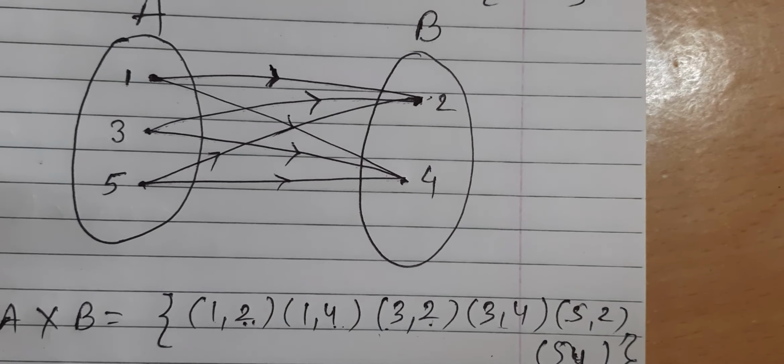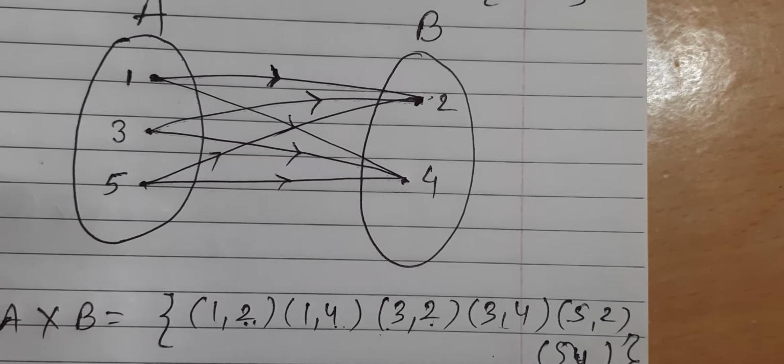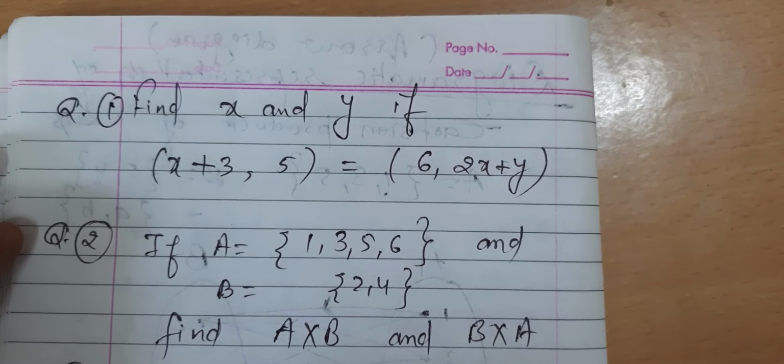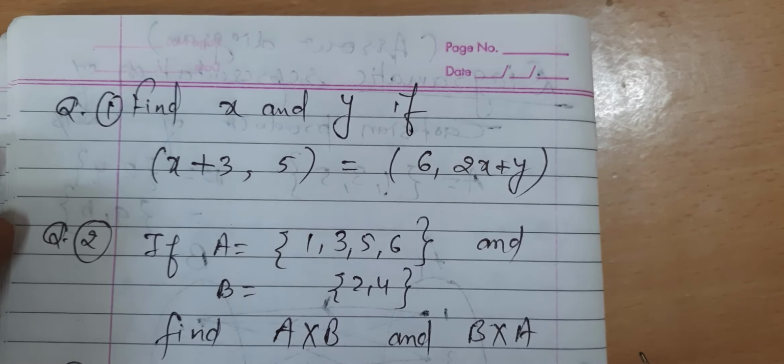So these are the two ways we can represent a Cartesian product of sets. Now, whatever we have discussed today, I am giving you 5 questions. You just try to solve these questions.